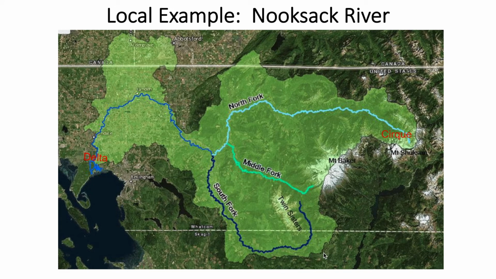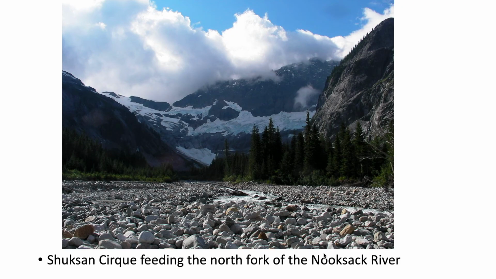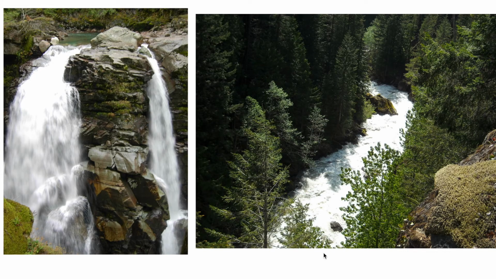Let's get even more local and look at the example of the Nooksack River. We can trace the source of the North Fork of the Nooksack to the glacial cirque on the north side of Mount Shuksan. You can see the glacial cirque is a bowl-like shape at the top of the mountain. As this bowl of ice melts, it brings erosional debris plucked from the mountaintop. At higher elevations, the river transports its material over waterfalls and through a narrow, fast-moving channel.